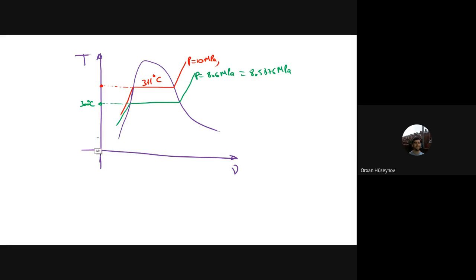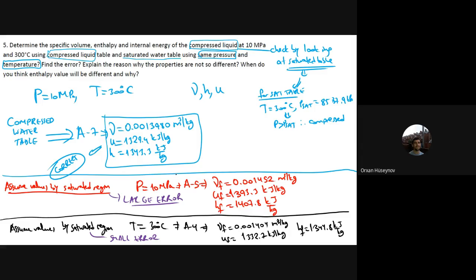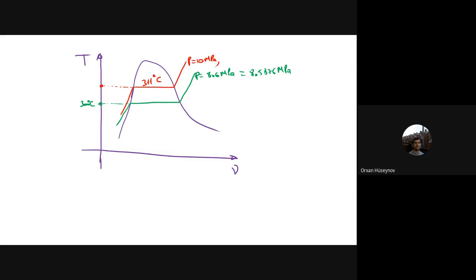Then what I'm looking for, the real value, is that the pressure is 10 megapascals and the temperature is 300 degrees Celsius. This is the temperature that I'm looking for, and the pressure is 10 megapascals. This is the compressed region. I'm somewhere around here.